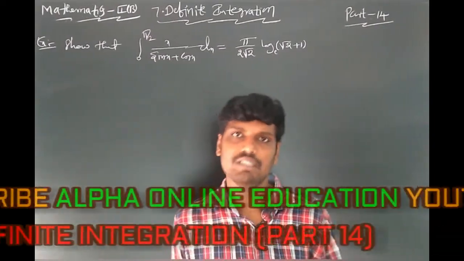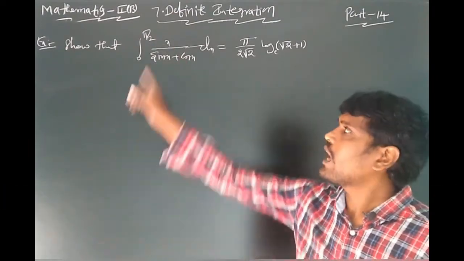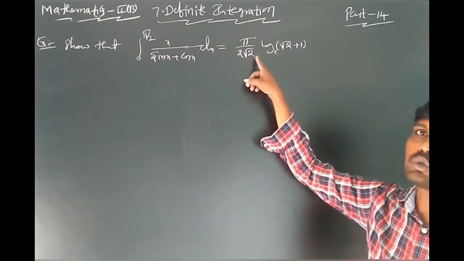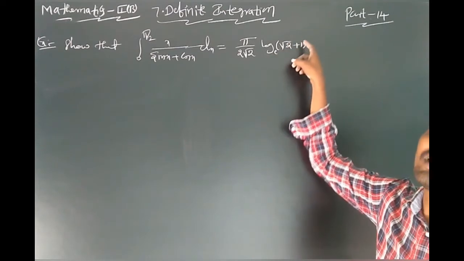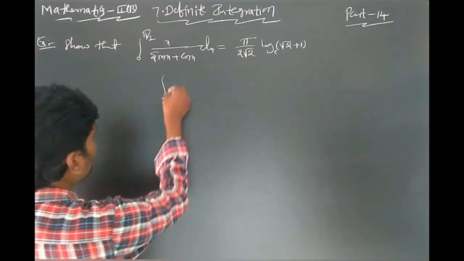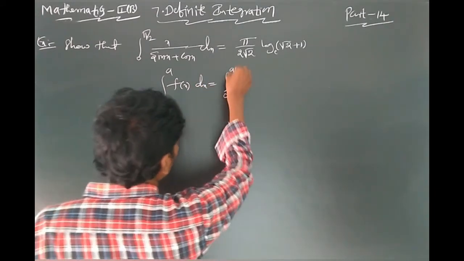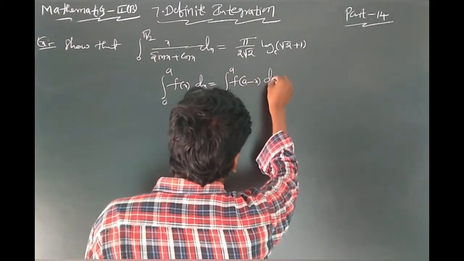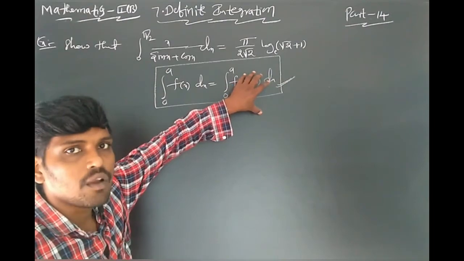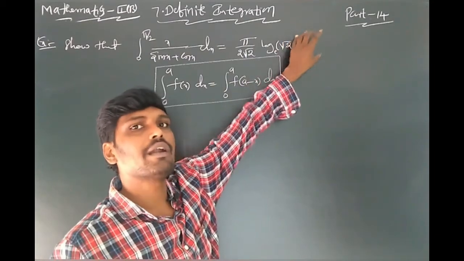Today's assignment problem is an example problem. Show that integral 0 to pi by 2 of x by sin x plus cos x into dx is equal to pi by 2 root 2 log of root 2 plus 1 base e. In this problem, you can do it in a similar way to the previous problem. Integral 0 to a f of x into dx is equal to integral 0 to a f of a minus x into dx. This one is a formula. You can use this formula and solve this problem like the previous problem model. This is a very important example problem.